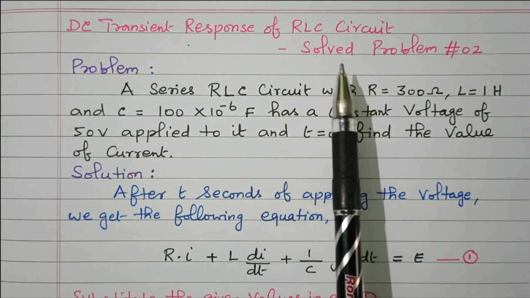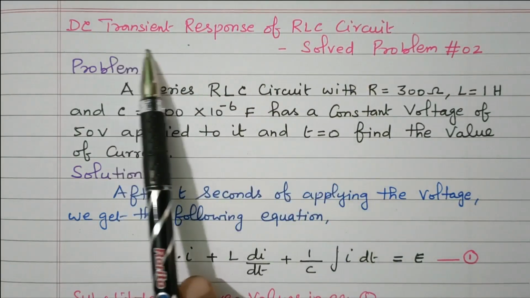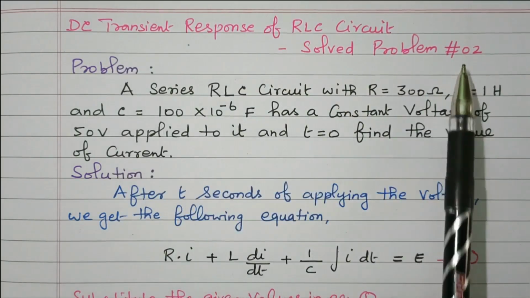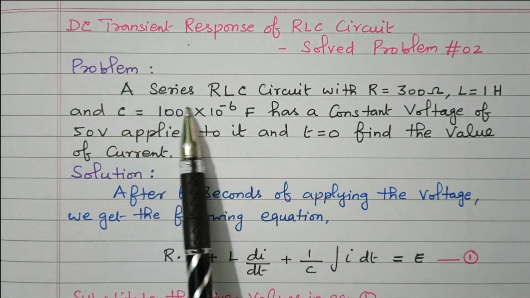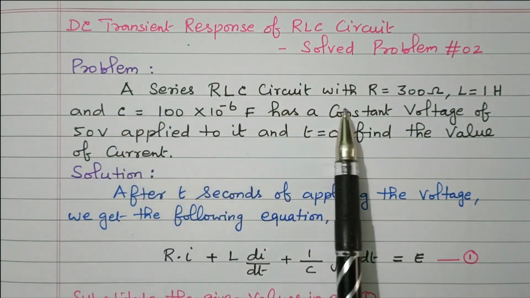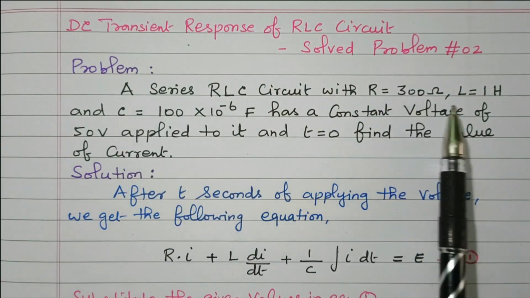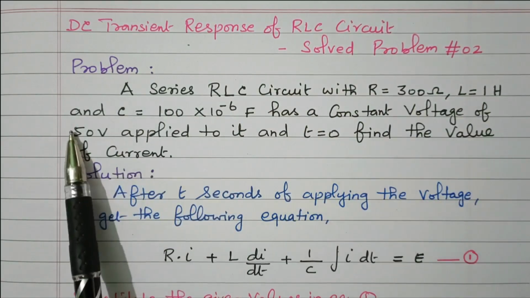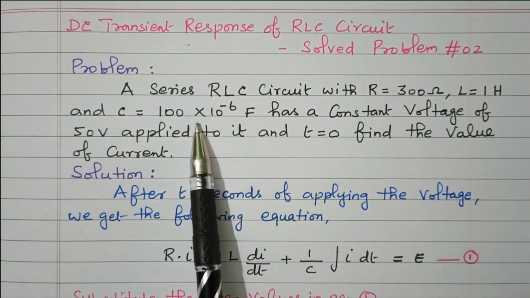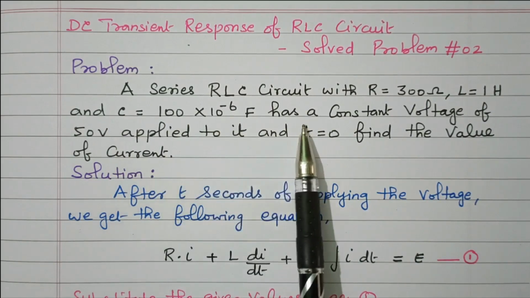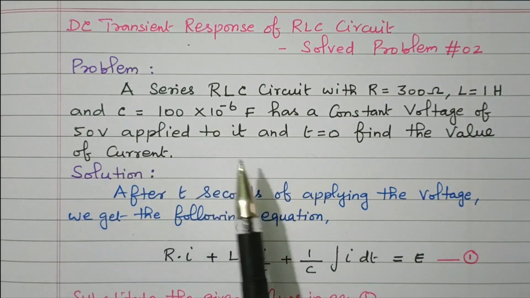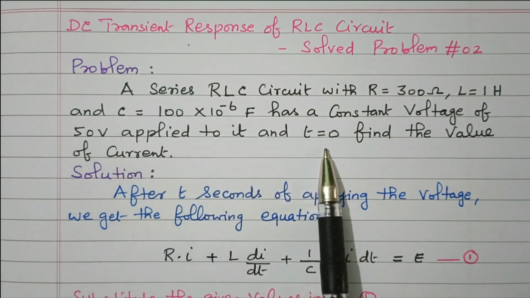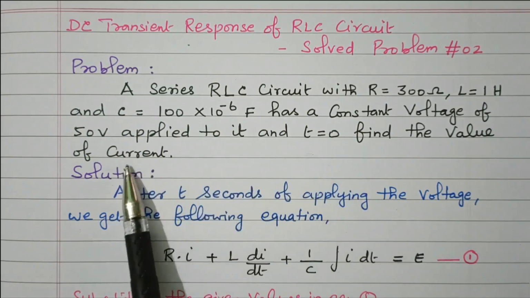Now we'll go to the problem. DC transient response of RLC circuit, problem number 2. We'll see the statement of the problem. A series RLC circuit with R equal to 300 ohm, L equal to 1 henry and C equal to 100 into 10 to the power minus 6 farad has a constant voltage of 50 volts applied to it at t equal to 0. Find the value of current.